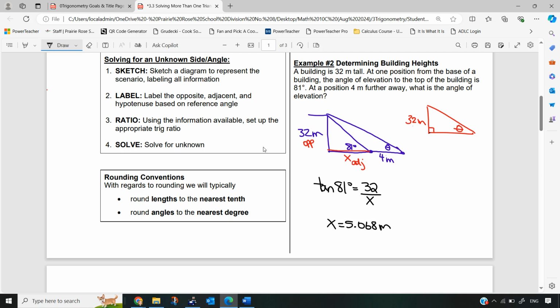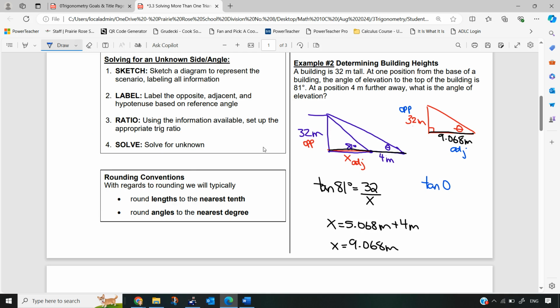Now, in order to know this side length here, I need to know this total distance here. So that means I'm going to be adding 4 meters to the amount that I've already calculated. That's going to give me a total length of 9.068 meters. Now I have enough information to determine that angle. Labeling my sides, I have opposite and I have adjacent, so I'm going to be using the tan ratio.